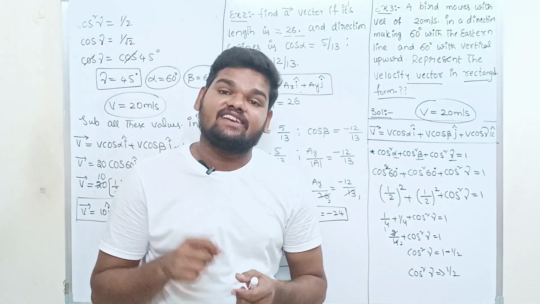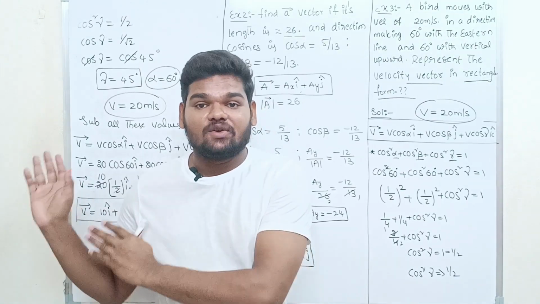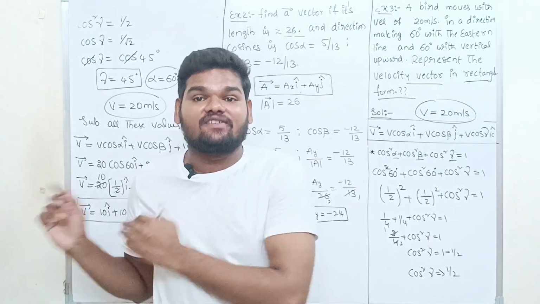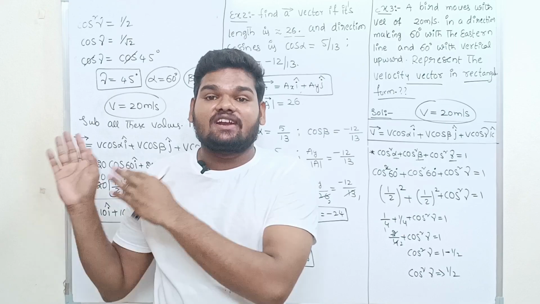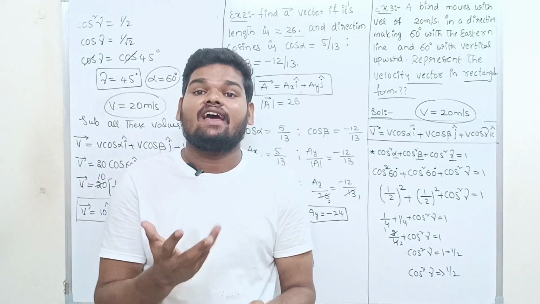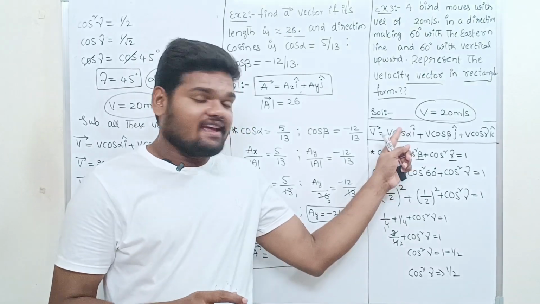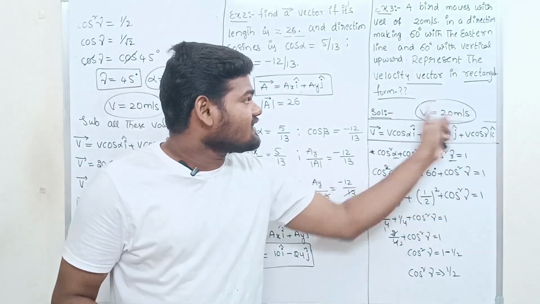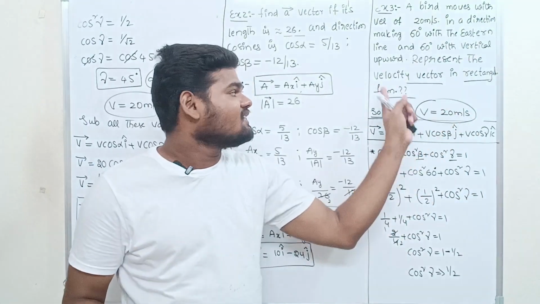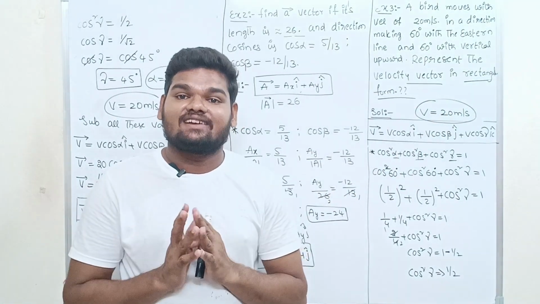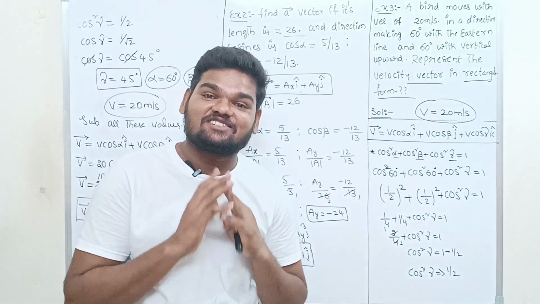So this is the end of today's lecture. I hope that you have understood what the Cartesian form of a vector is: resolution of vectors in 3 dimensions, rectangular components of a vector in 3D and direction cosines, how to find the given vector in rectangular form, and problems. I hope that you have understood.